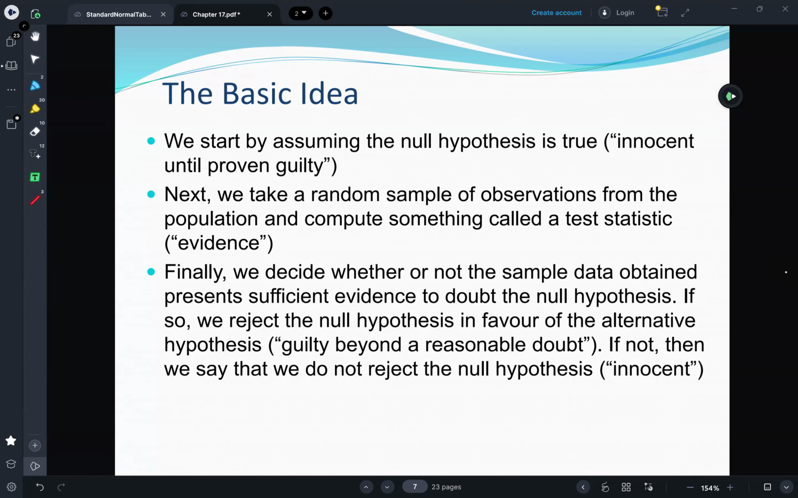We'll see how we calculate the test statistic. Then, from the test statistic, we decide whether the sample data obtained presents sufficient evidence to doubt the null hypothesis. If there is, then we reject the null hypothesis and we accept the alternative. If there's not enough evidence, then we do not reject the null hypothesis. It's guilty beyond a reasonable doubt. If not, we say that we do not reject the null hypothesis. It remains innocent. So it's the court of law analogy for this test.